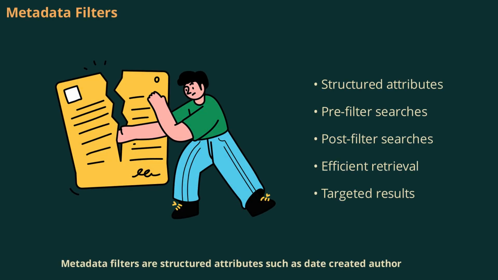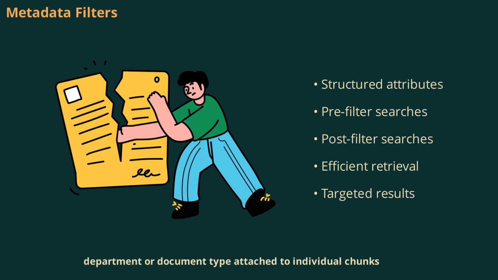Metadata filters are structured attributes, such as date created, author, department, or document type, attached to individual chunks.